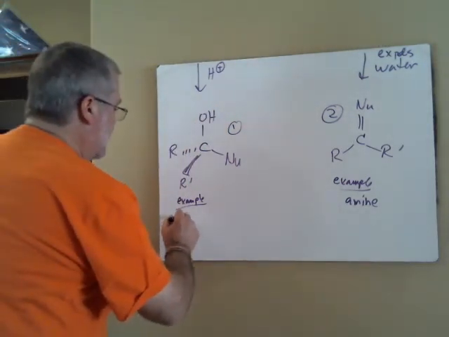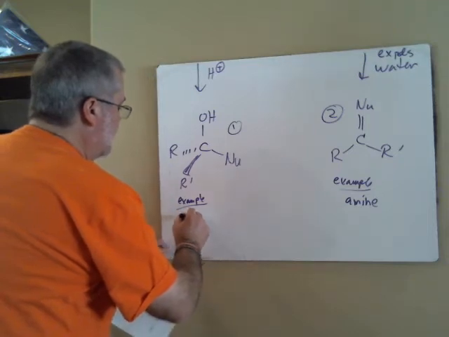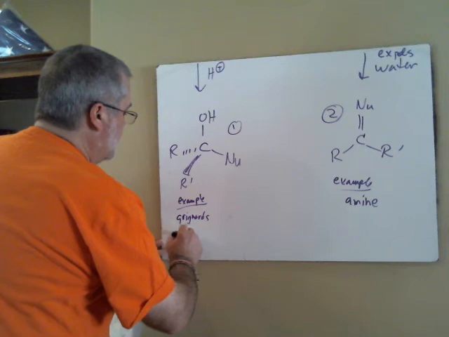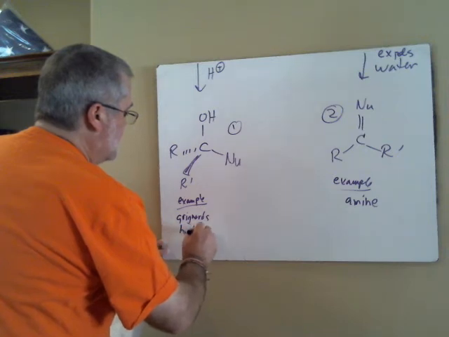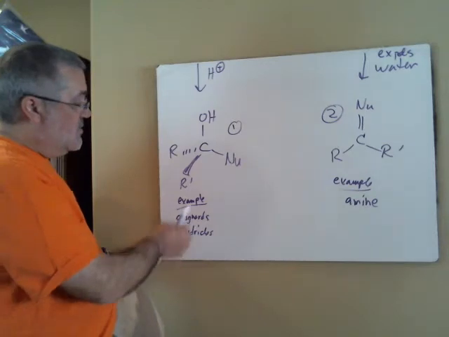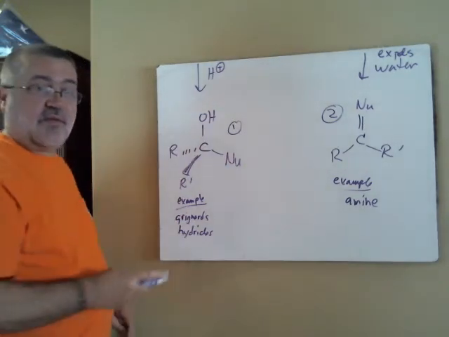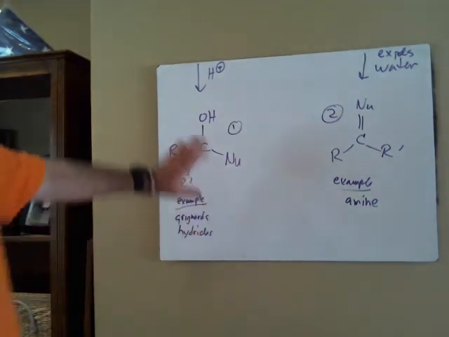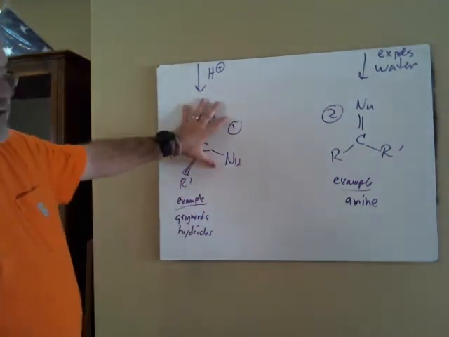The examples we've already looked at are Grignards and hydrides, which are both reactions we looked at in the alcohol chapter. So those are examples of reactions that go through this type. Okay, but again, by far, most of the reactions we look at fall under this category.